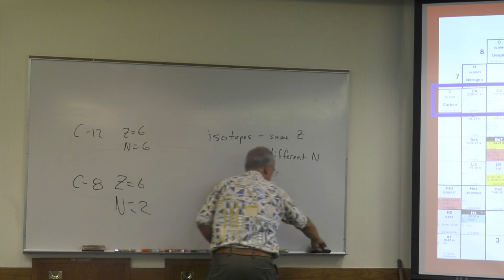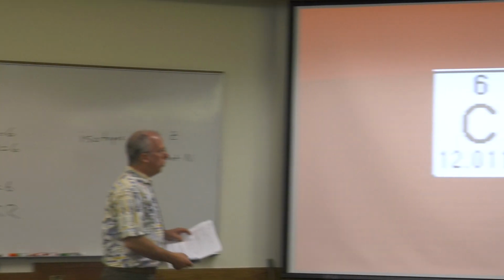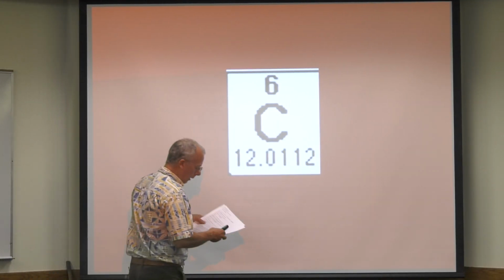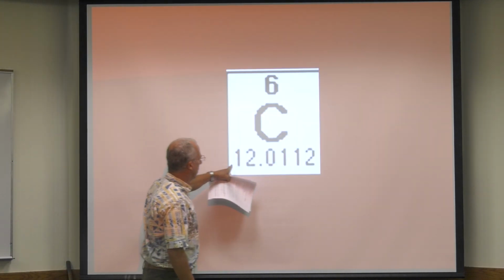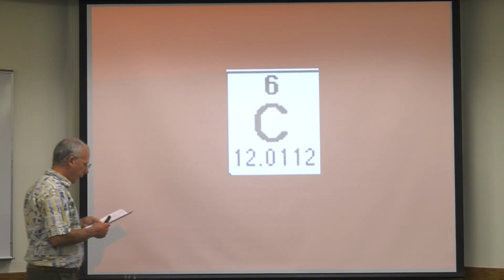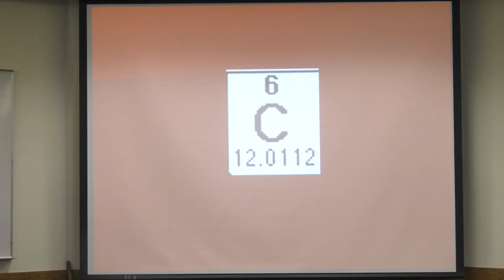Now, see this number here? Let me show you up here. So these numbers are a weighted average, based on the abundances of the isotopes. The people who developed nuclear physics and atomic physics came up with their own mass units, and we still use them. It's just convenience.